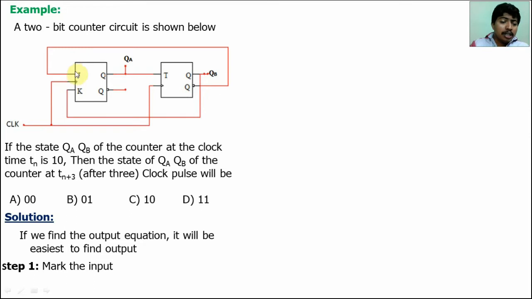So J is connected with the QB bar. So J is equal to QB bar. What will be the K value? K is connected with the QB value. So K is equal to QB. What will be the T? T is connected with the QA. So T is equal to QA. These are the inputs.